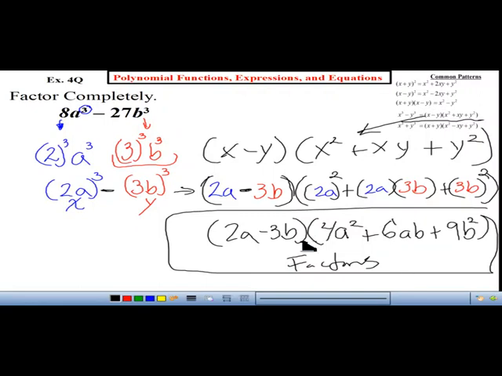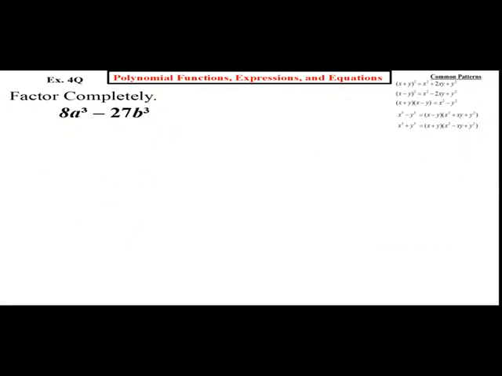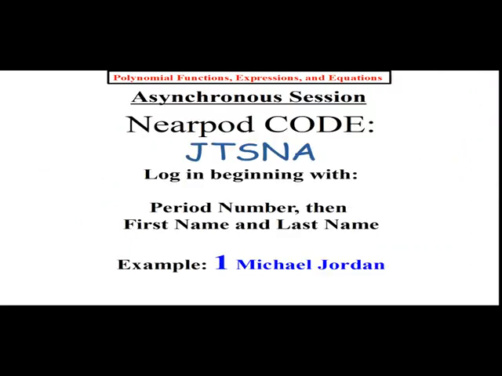All right, guys, well, that's the lesson for today. Let me go back to show you your asynchronous code. Asynchronous code is JTSNA, and your homework would be pages 316, 317, evens only.